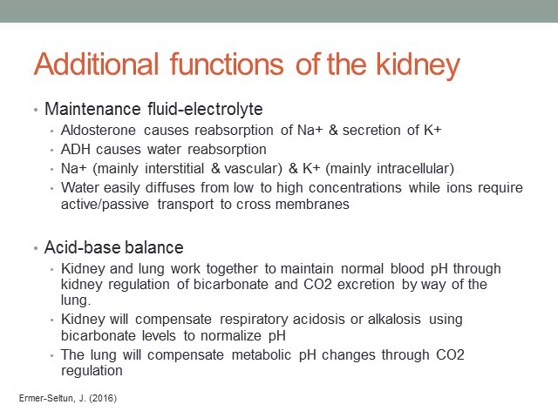Acid-base balance occurs through the collective efforts of the kidney and the lung to maintain normal blood pH, through kidney regulation of bicarbonate and CO2 excretion by way of the lung. The kidney will compensate for respiratory acidosis or alkalosis using bicarbonate levels to normalize pH. The lung will compensate for metabolic pH changes through carbon dioxide regulation.